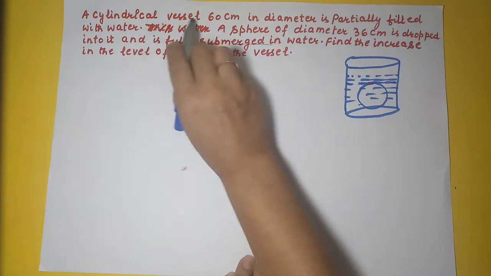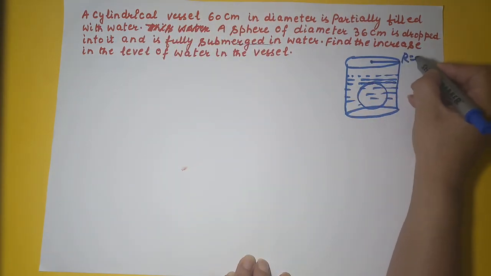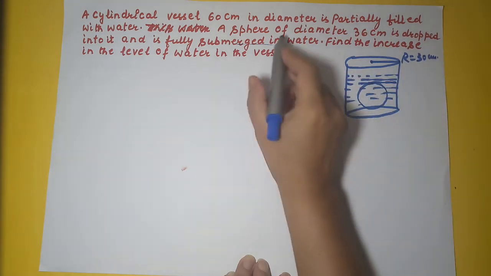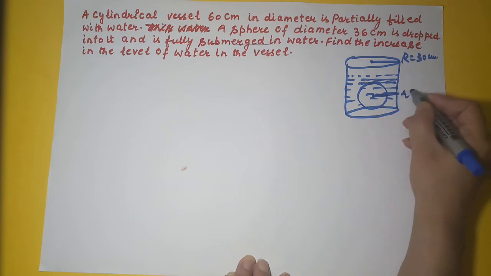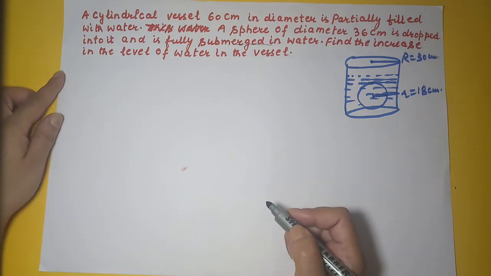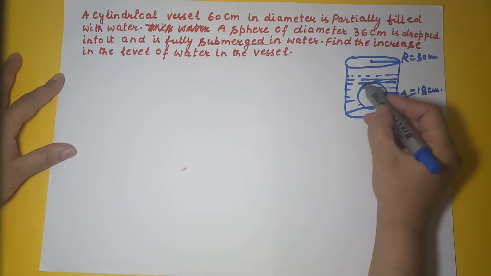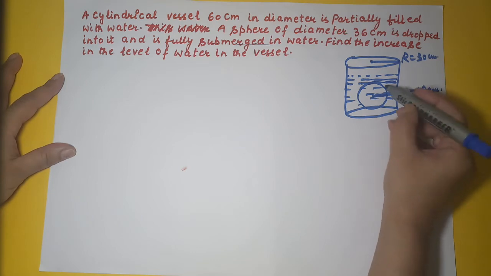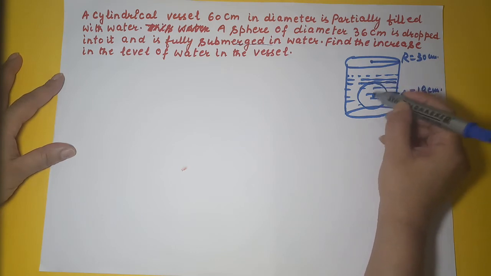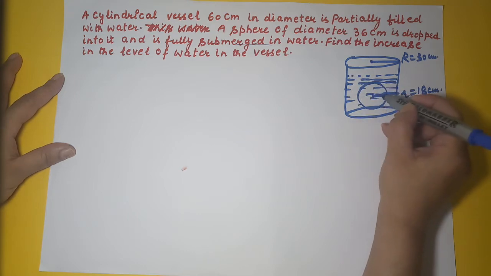So a cylindrical vessel 60 centimeters in diameter. So what will be the radius of this? 30 centimeters. A sphere of diameter 36. So what will be the radius of the sphere? That is 18 centimeters, right? Now, how do we find the increase in the level of the water? So the increase in the level of the water will be equal to the volume of this sphere, right? Because when the sphere is dropped inside this, the water level will increase, and that will be equal to the volume of this sphere.